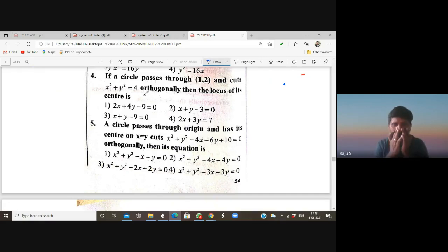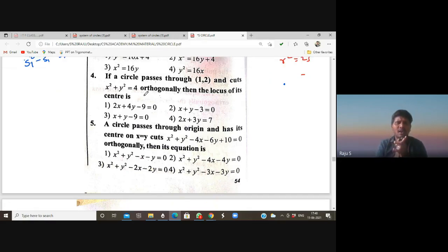Fourth question: a circle passing through (1, 2) cuts x square plus y square is equal to 4 orthogonally. Then find the locus of its center. Locus of its center. Okay, student. First of all, the circle passing through this. Again, here also the same thing. We have to find the equation in terms of g and f. That's all.